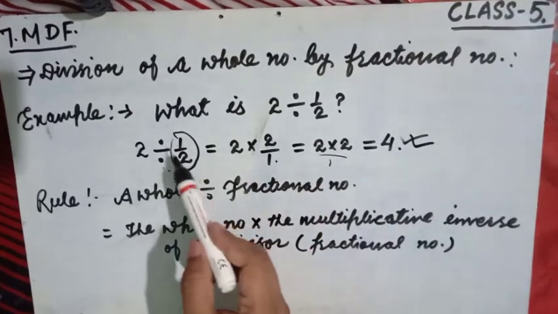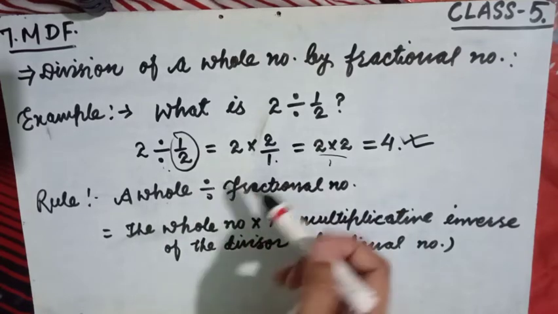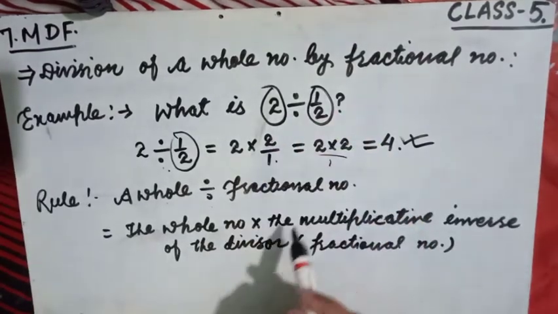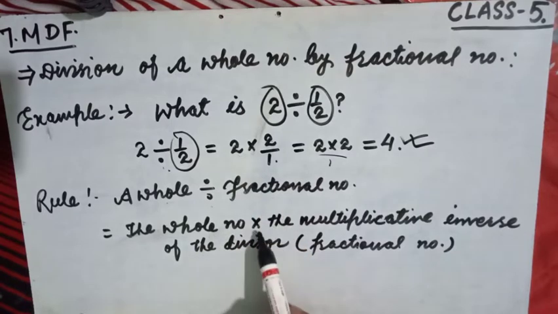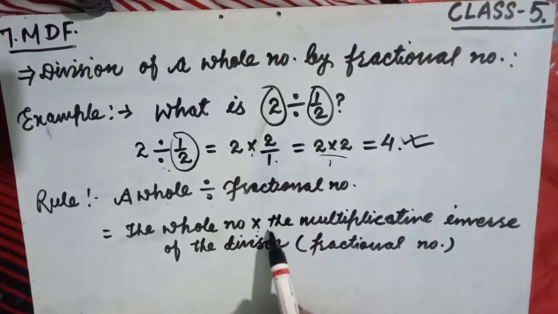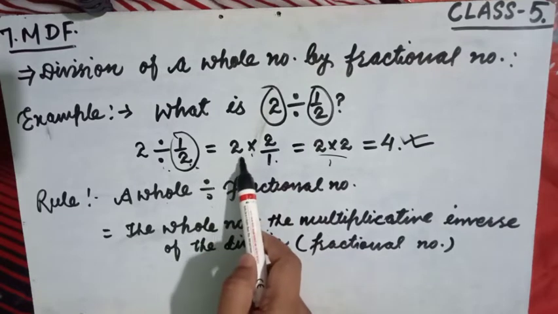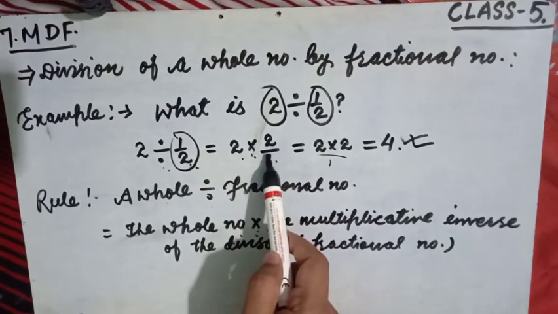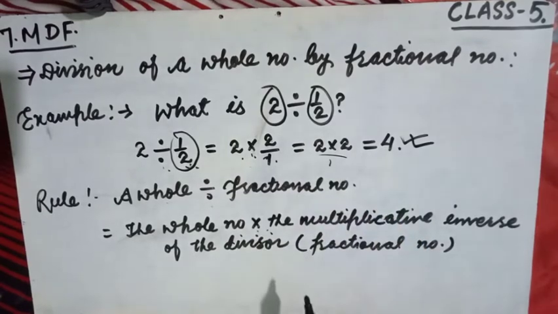So this could be written in statement form: a whole number divided by a fractional number. That means a fraction. Now this could be written as the whole number multiplied by the multiplicative inverse of the divisor, or fractional number. That means write the whole number and the multiply sign, then write the multiplicative inverse of this fraction and then calculate. This will give the final answer. I hope you will understand.